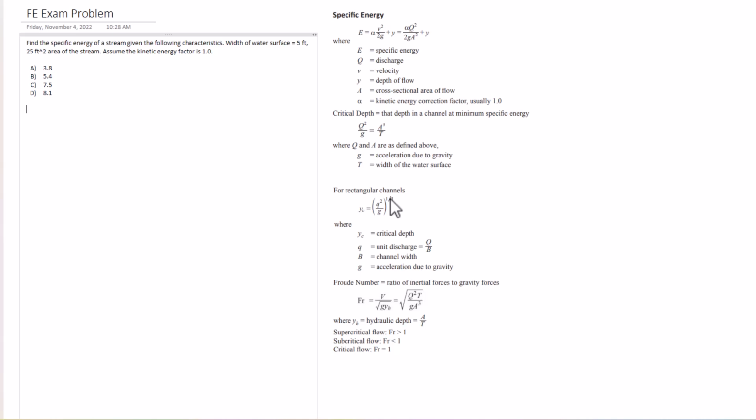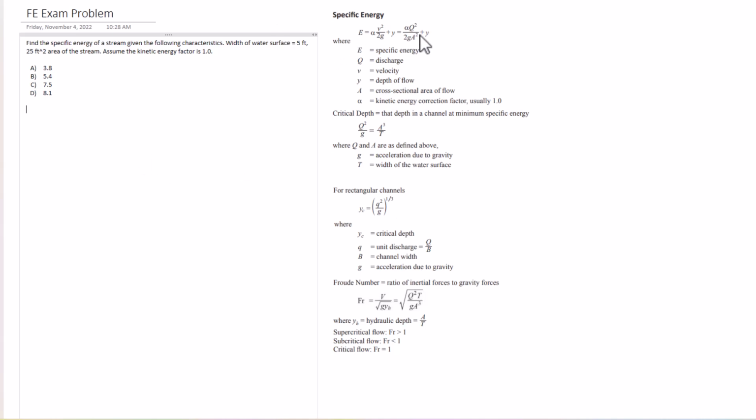It says find the specific energy of a stream given the following characteristics. You get a width of water surface of 5 feet, a 25-foot squared area of the stream, and then assume that the kinetic energy factor is 1.0. So how are we going to solve this one?